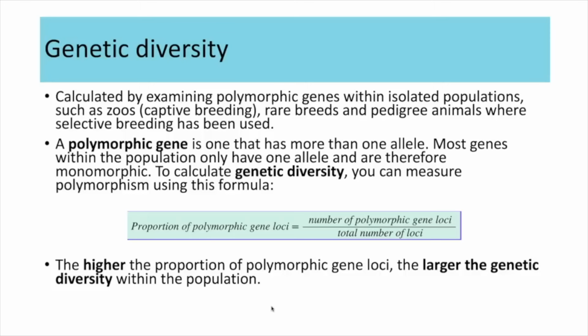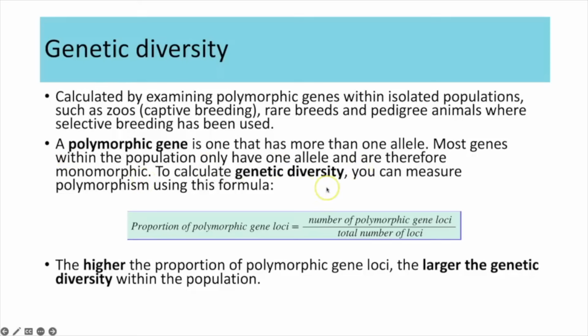So you can actually measure genetic diversity, and this is calculated by examining polymorphic genes within isolated populations such as zoos and captive breeding. It can also be used when you're examining rare breeds and pedigree animals, where selective breeding is also used. So a polymorphic gene is one that has more than one allele. And most genes within a population do only have one allele and therefore are monomorphic.